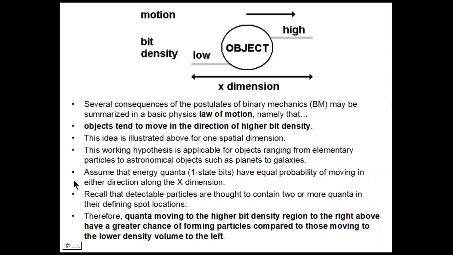Assume that energy quanta, one-state bits, have equal probability of moving in either direction along the x-axis. Recall that detectable particles are thought to contain 2 or more quanta in their defining spot locations. Therefore, quanta moving to the higher density region to the right above have a greater chance of forming particles compared to those moving to the lower density volume to the left.